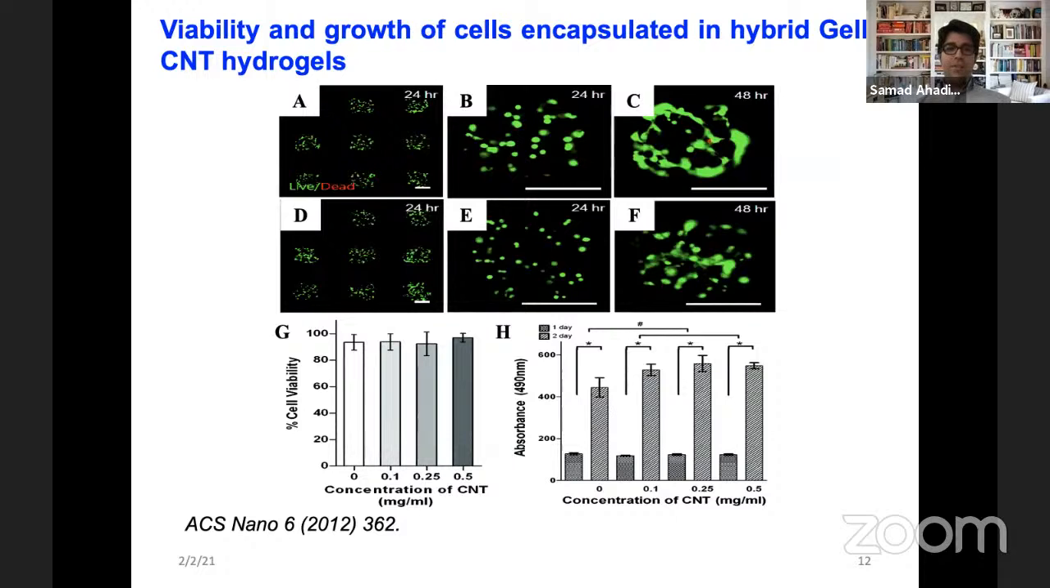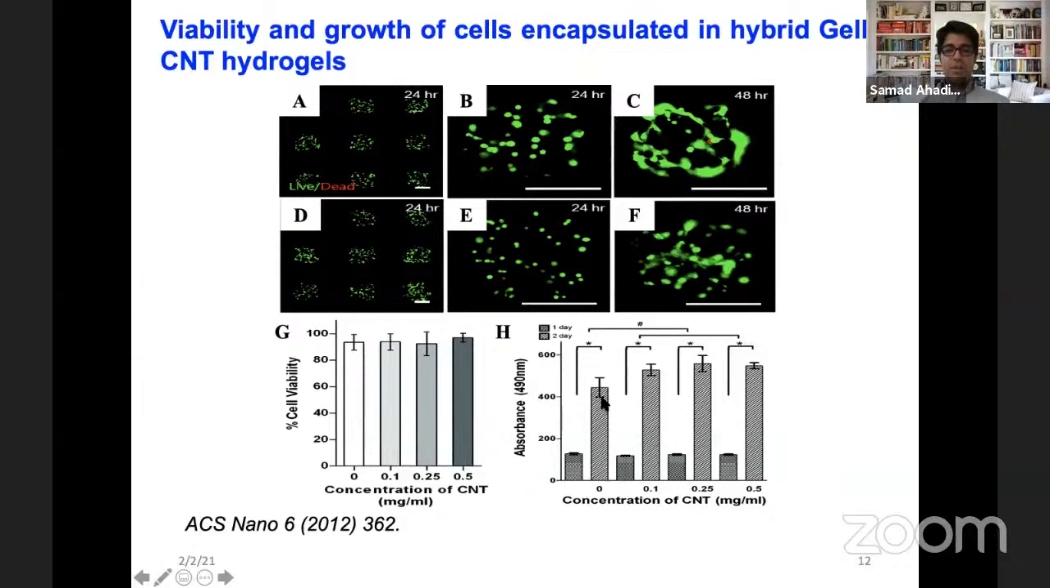And later on, we checked the biocompatibility of these GelMA-CNT hydrogels. We encapsulated human-based fibroblasts inside of these hydrogel systems. As a control, we have the pristine GelMA hydrogels, and we added different concentrations of the CNT to the hydrogels, up to 0.5 milligram per ml. And we checked the cell viability using the live/dead assay at 2 different days, after 1 and 2 days of the culture. And we noticed the cell viability was high for all CNT concentrations we examined.